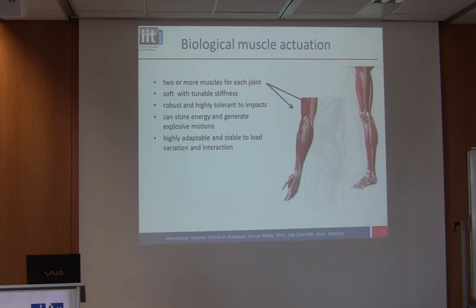Since they are soft, they are very robust against impacts. And the elasticity included in this kind of package also allows us to store some amount of energy that you can release to generate, for example, a high power motion when you do some throwing or kicking. You can achieve velocities at the joints of the legs or the arm that go much higher than what you can achieve with the stiff actuator. And they are highly adaptable to load, so even if you don't know the precise location or the constraints of the environment when you perform manipulation, you can easily adapt and be stable during the interaction with the load variation.